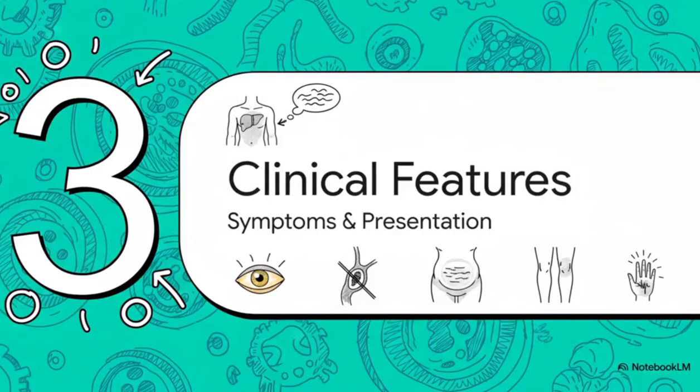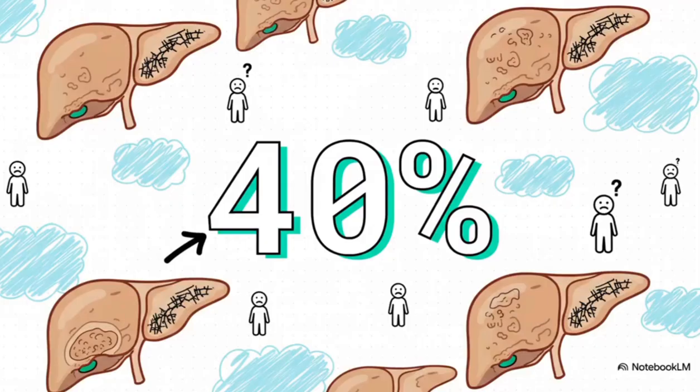Okay, Section 3, Clinical Features and Symptoms. This number is absolutely wild, and it's highly testable. A staggering 40% of individuals with cirrhosis are completely asymptomatic until the very advanced stages of the disease. 40%! That means a massive chunk of patients have this profound structural remodeling happening inside them completely silently.